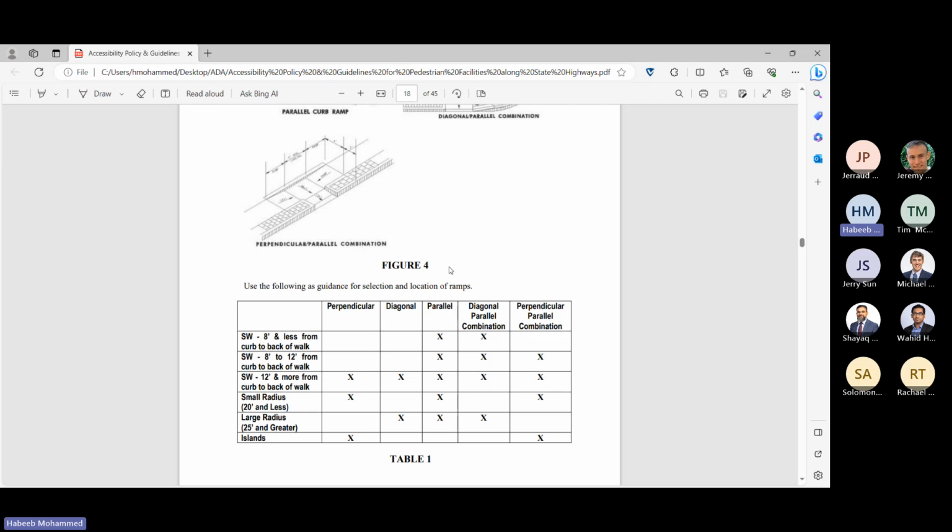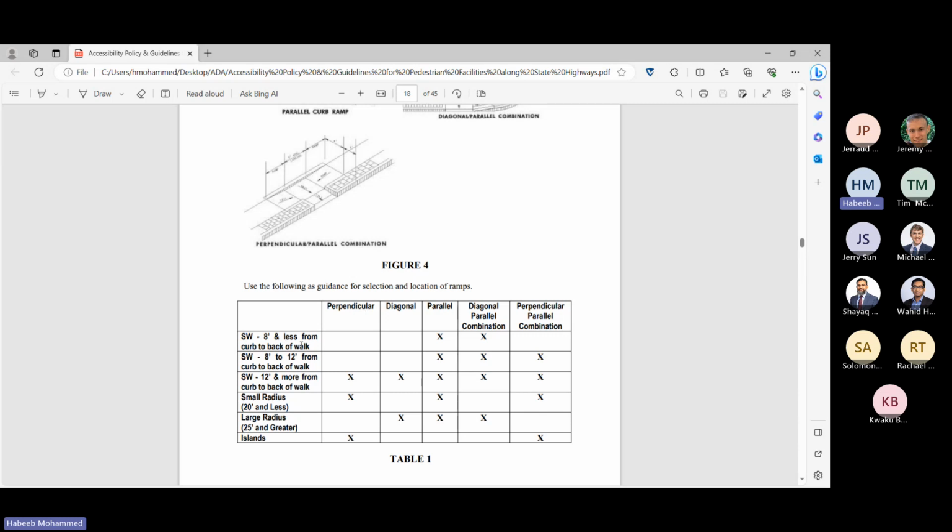Yes. Okay, so this is the chart where it shows what kind of ramps can be used based on the sidewalk width. Suppose the sidewalk width is 8 foot or less, then the possibility of putting a perpendicular ramp is 0. You cannot put perpendicular, you can't put a diagonal, but you can put parallel and the combination. So you need to determine which of these two you can fit. Same thing: if the sidewalk width is 8 to 12, then you can fit these three. And if it is 12 or more, then you can fit any of these.